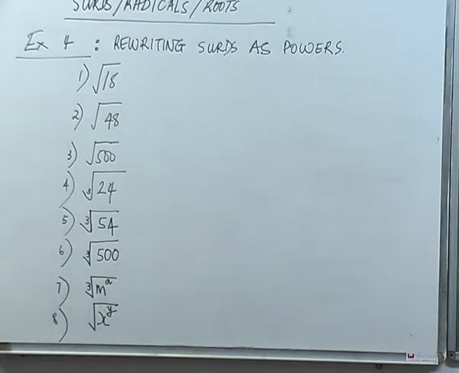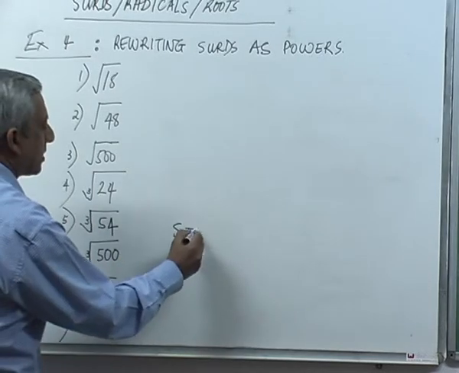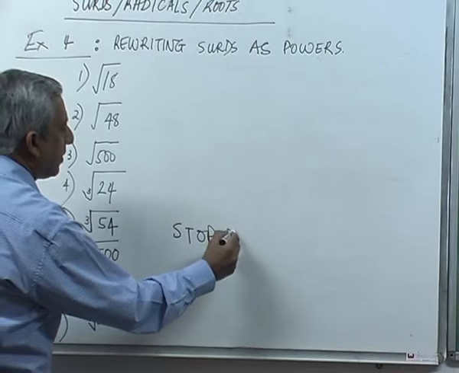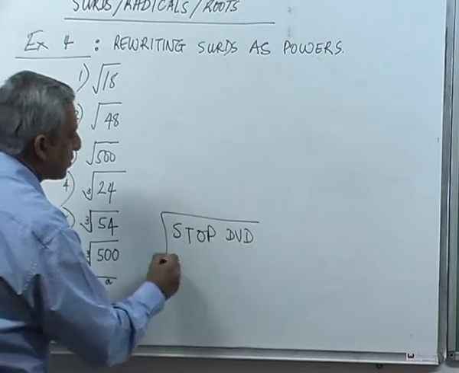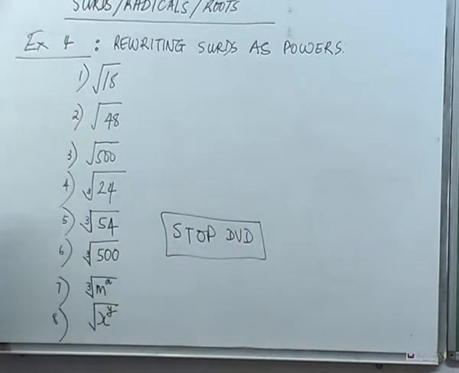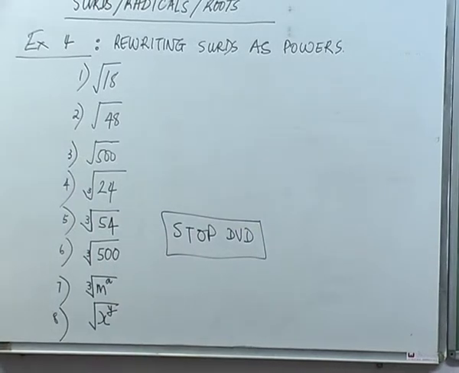Alright, what you will do is take them down, stop the DVD, rewrite them as powers, and then come back to us and we will mark the exercise for you. So stop the DVD, take them down and work them out.